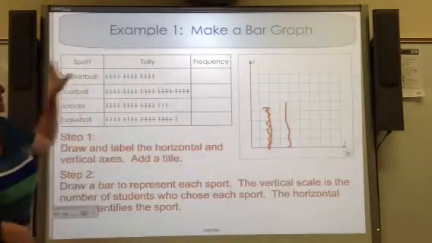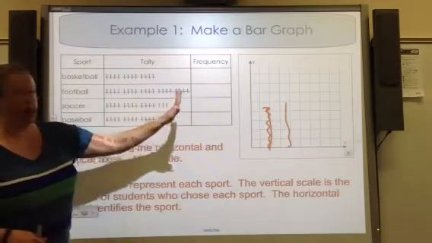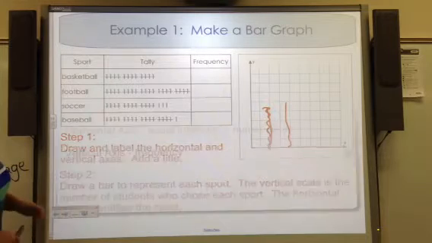I'm not so much worried about this today. We're going to go over this tomorrow in class, how to make a bar graph. But that's what one looks like.